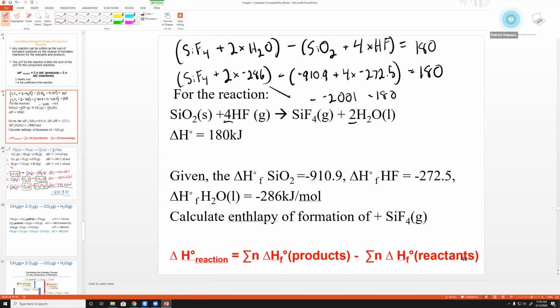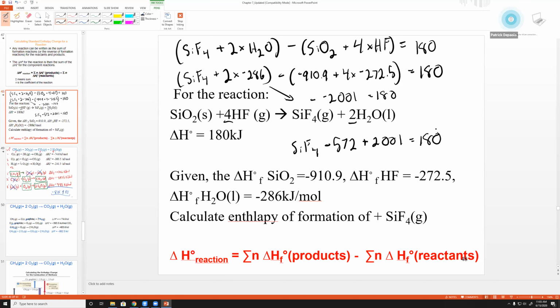And then you have this part. So then it'll be 2 times negative 286. We'll write it down here. So we have SiF4 minus 572. That's going to be minus a minus, so it's going to be plus 2001 equals 180.